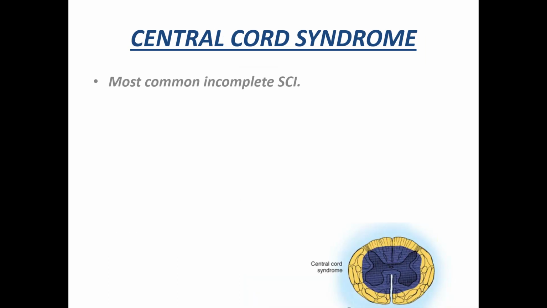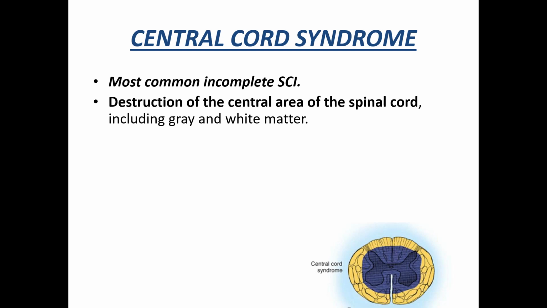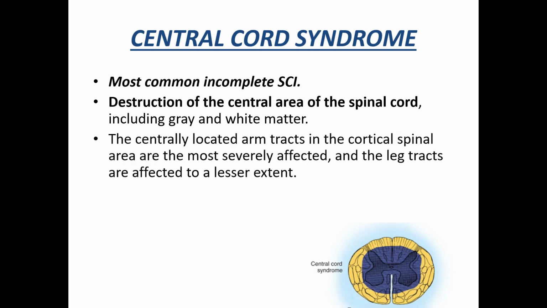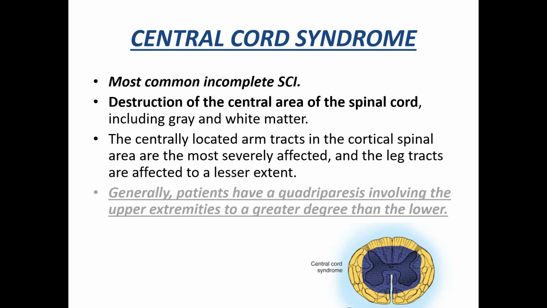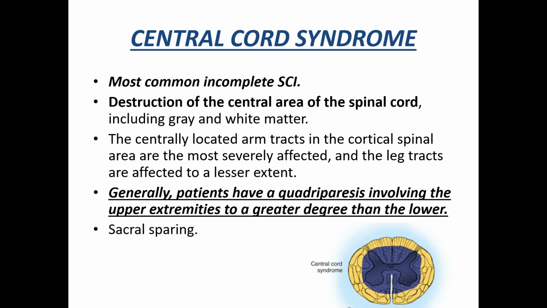Then comes central cord syndrome. It is most common in incomplete spinal cord injuries, with destruction of the central area of the spinal cord, including gray and white matter. The centrally located arm tracts in the corticospinal areas are the most severely affected, and the leg tracts are affected to a lesser extent. Generally, patients have a quadriparesis involving the upper extremity to a greater degree than the lower. Upper limbs will have more weakness than lower limbs. Sacral sparing may be there. Prognosis is good.